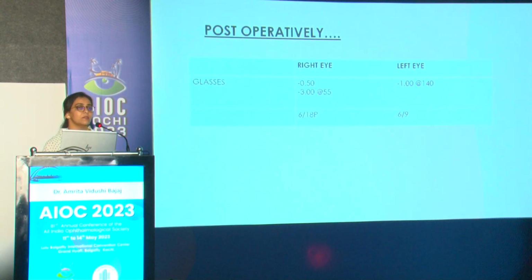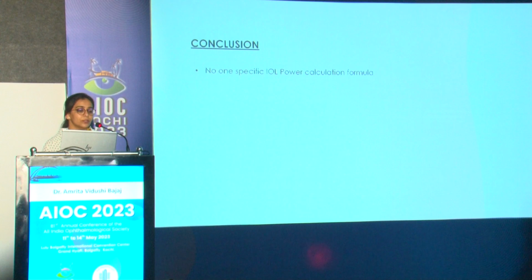So post-operatively, we were very satisfied with the left eye results, and we only got a cylindrical correction with the BCVA of 6/9. To conclude, now there's no specific one IOL power calculation formula. You know why this is important? Because these days we are getting all these patients with post-refractive surgeries being operated elsewhere, and maybe there are multiple surgeries being done in different patients.